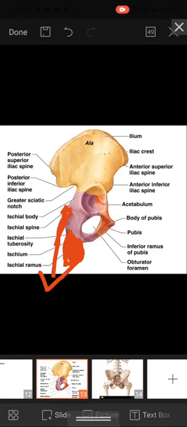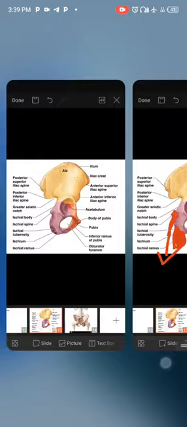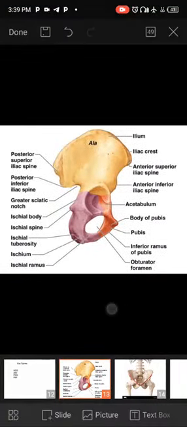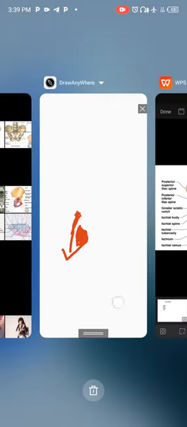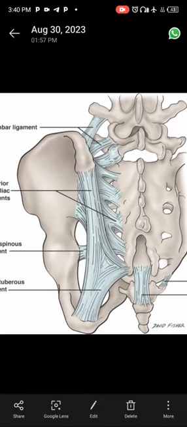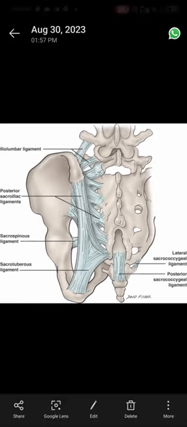So the ischial tuberosity is also an important landmark so far as the ischium is concerned, and it's for the attachment of what we call the sacrotuberous ligaments. The image I showed you the other time, you must have seen the sacrotuberous ligaments. Let me get the image. This is the image. So you can see the sacrotuberous ligaments attached on the ischial tuberosity. You can see it here.